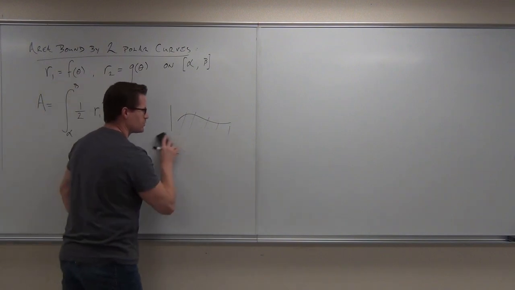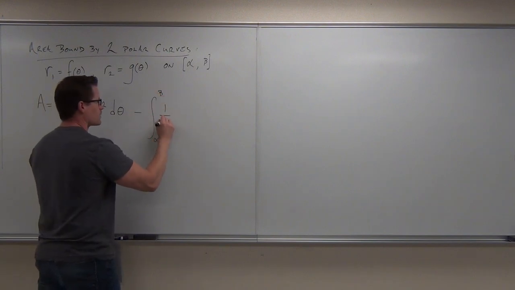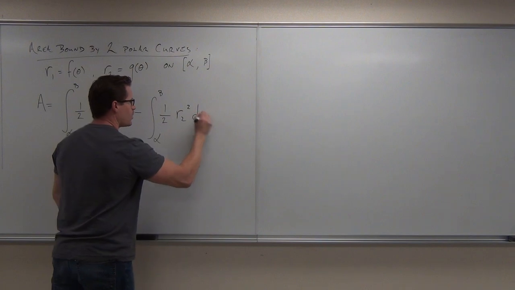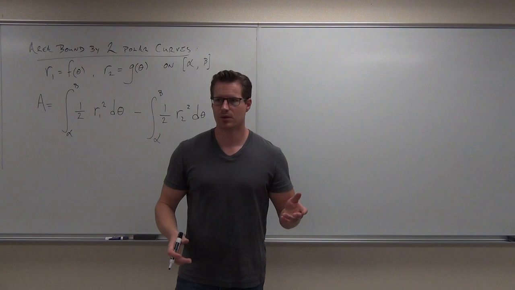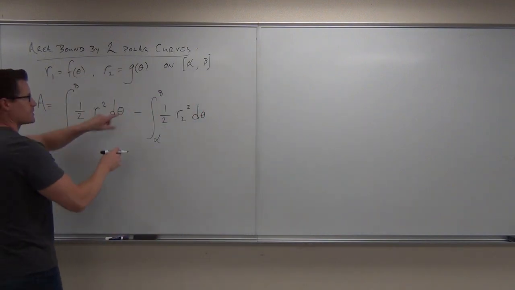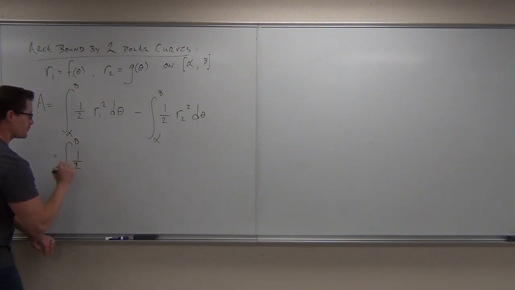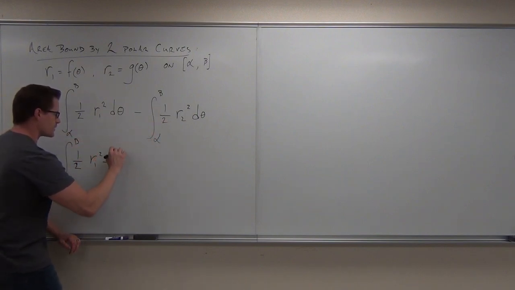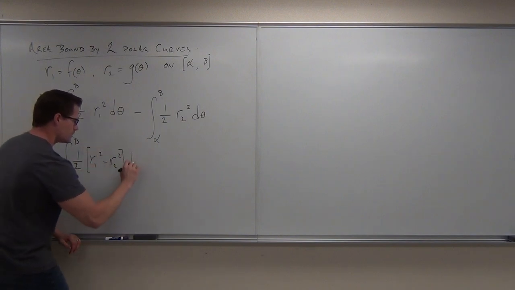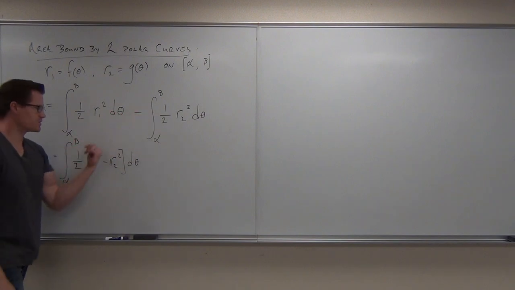I'm going to work with this for just a little bit so you can see where this is coming from. We'd subtract, on the same bounds of integration, the area of the small one. Does that make sense? Yes. Okay, so if we put them together because they have the same bounds, we end up getting the integral from alpha to beta of 1/2. I can even factor the 1/2. R1 squared minus R2 squared d theta. Can you make it there algebraically? Just factor the 1/2. We're grouping these two things together.